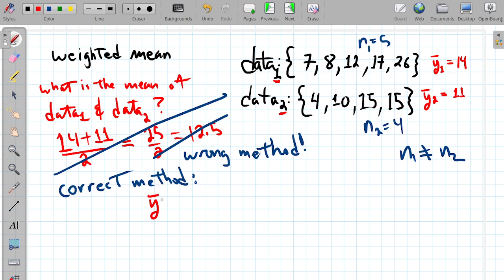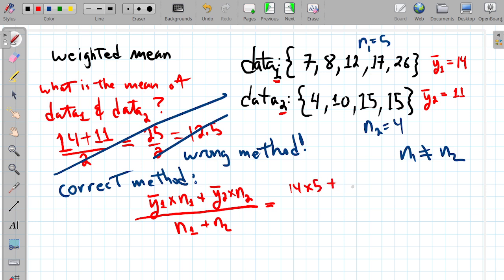take the average of the first sample or first data set, multiply it by how many there are, and then we're going to take the average of the second data set and multiply it by how many there are, and then we're going to divide by the total number of observations. So what we're doing really is just a little reverse engineering. Now, we will verify this too by counting everybody and verifying the mean value. So the first average was 14, and there were 5 of them. The second average was 11, and there were 4 of those.